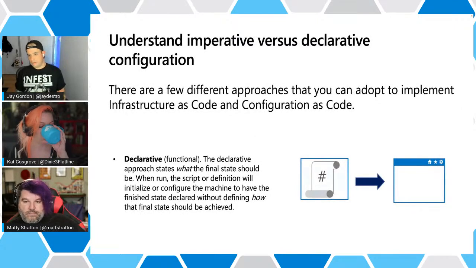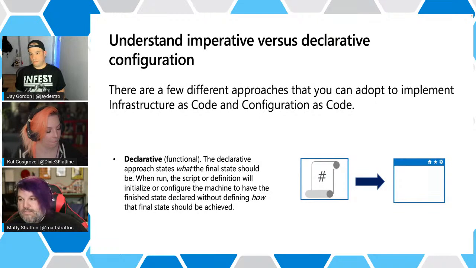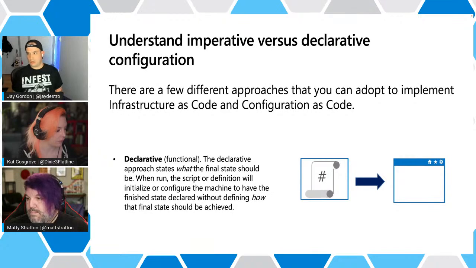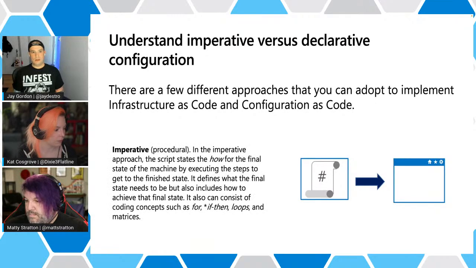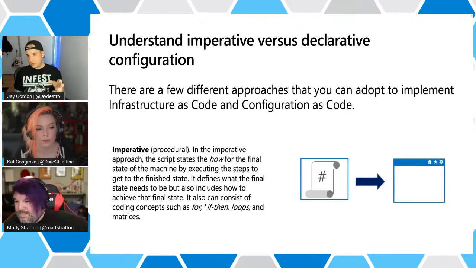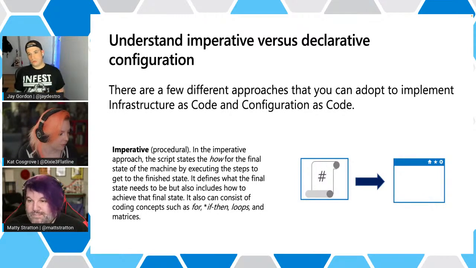There is declarative. The declarative approach states what the final state should be when run, and the script or definition will initialize and configure the machine to have a finished state declared without defining how that should be achieved. Imperative. In the imperative approach, the script states the how for the final state of the machine by executing the steps to get to the finished state. It defines what the final state needs to be, but also includes how to achieve that final state. So it can consist of coding concepts like if-then, loops, matrices.